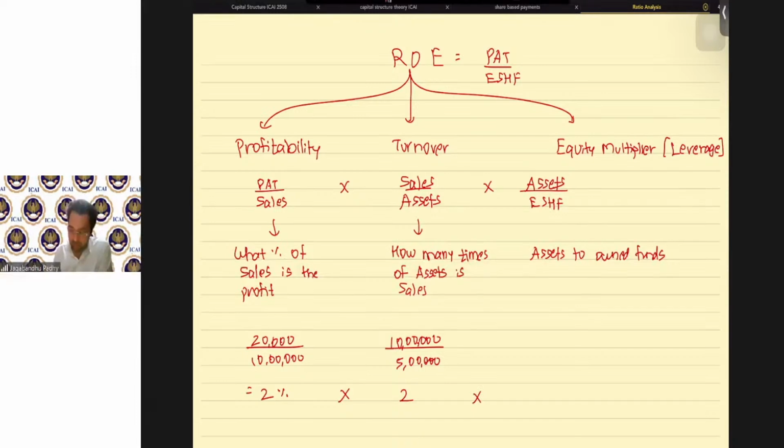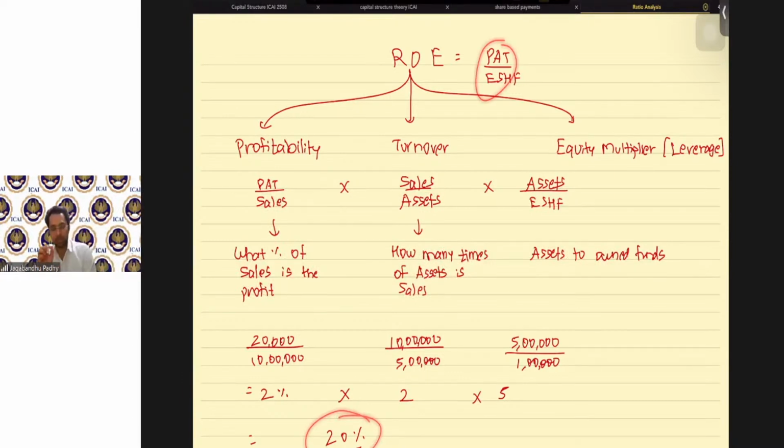Then further multiplied by assets to equity shareholders fund. Of the assets of 5 lakh, the company has an equity shareholders fund of 1 lakh. So that's 5 times. So you can say this works out to 20%. 20% is the return on equity, that's PAT upon equity shareholders fund.